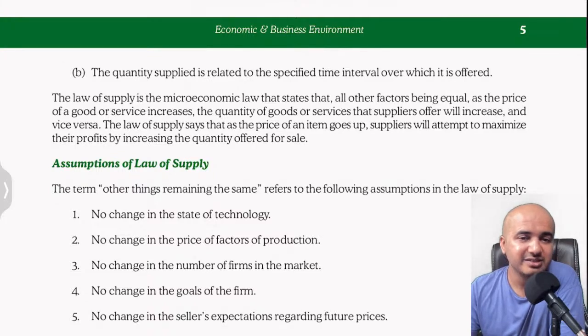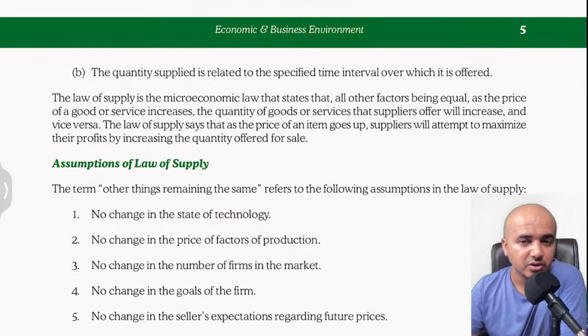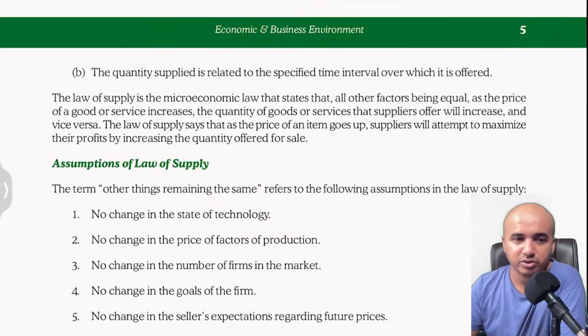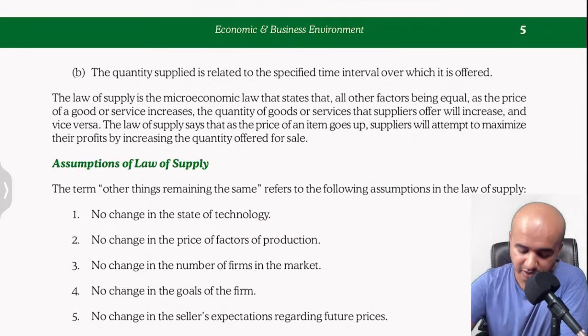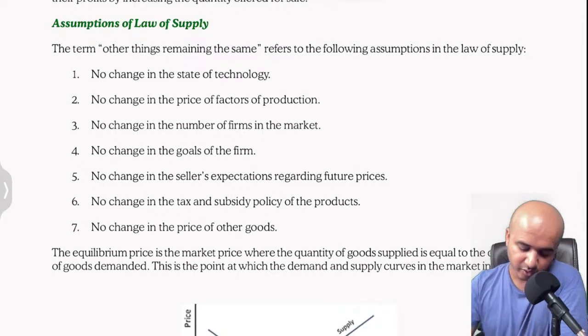The law of supply is the microeconomic law that states that all other factors being equal, as the price of a good or service increases, the quantity of goods or services that suppliers will offer also increases, and vice versa. Anyway, so that was about the law of supply. Let's look at the assumptions here. Again, similar assumptions are made here also, like we had assumptions in the law of demand. So what are the things?